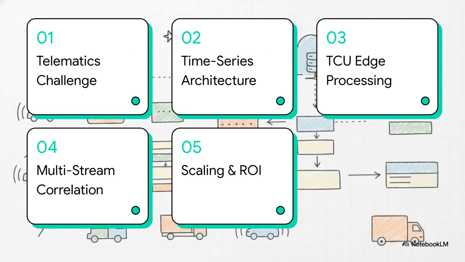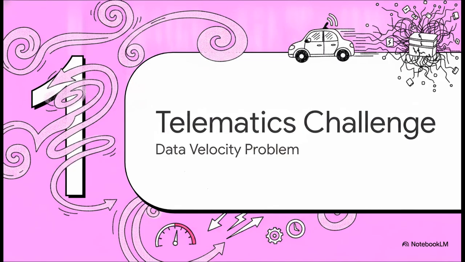We're going to structure this as a complete data pipeline walkthrough. We'll start with the core telematics challenge, build out our time series architecture, dive into TCU edge processing, run some actual multi-stream correlations using SQL, and finally wrap it all up with scaling operations and ROI. Let's get to it. Part 1, the telematics challenge.